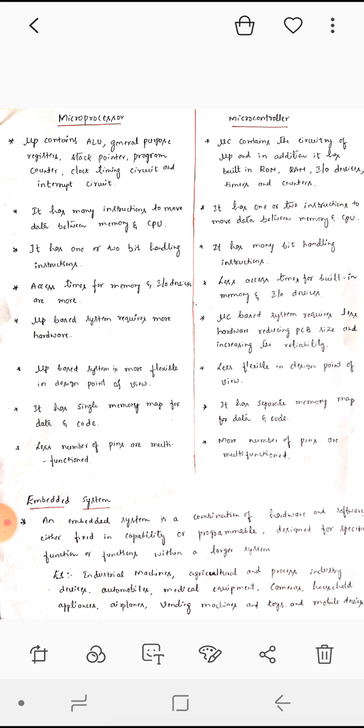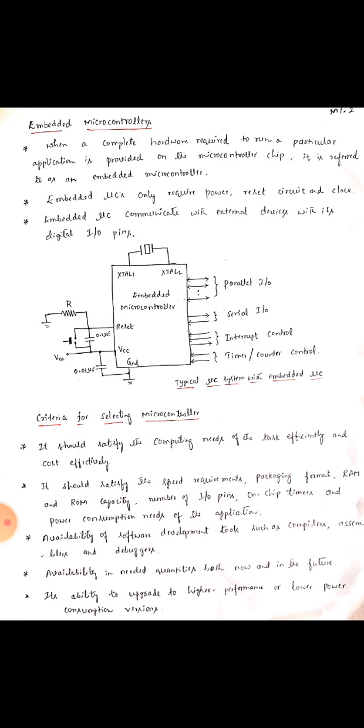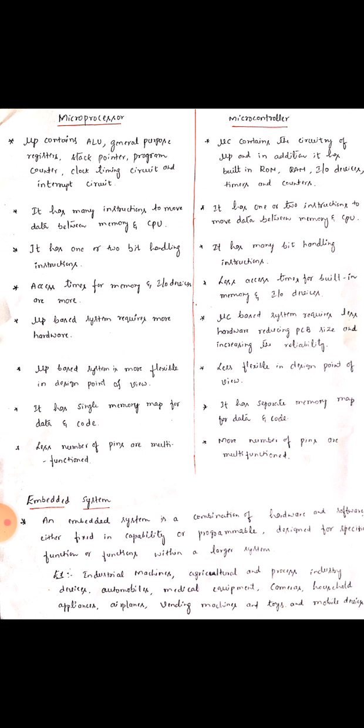Next we have a term called embedded system. Embed generally means you are constructing on or imprinting on something, so it is constructed permanently. An embedded system is a combination of hardware and software, fixed in capability or programmable, designed for a specific function or functions within a larger system.